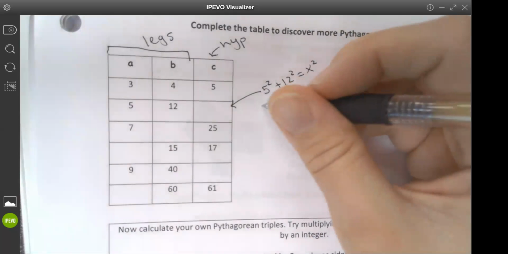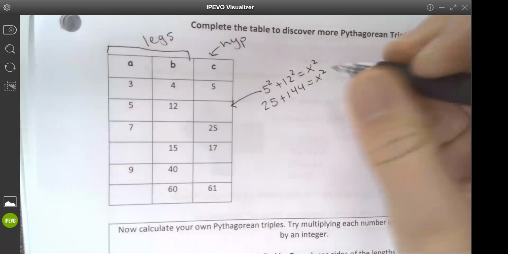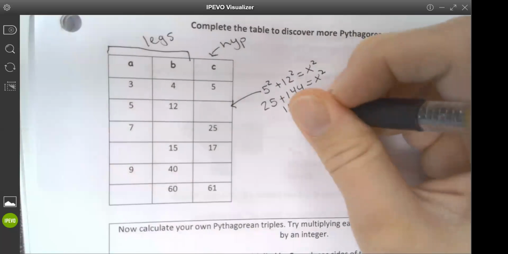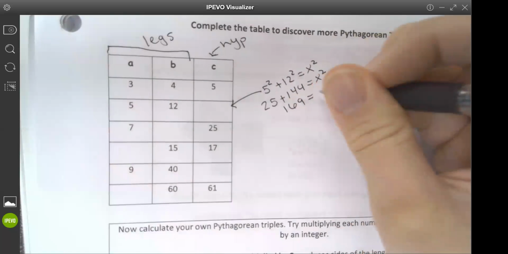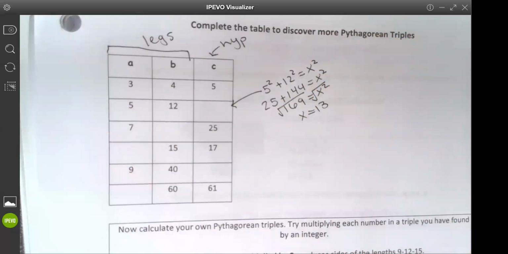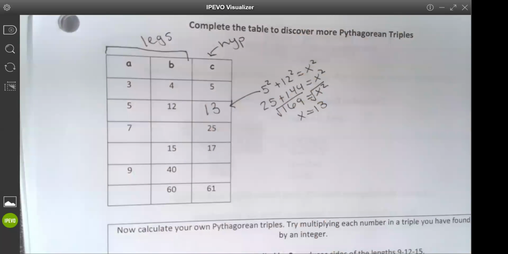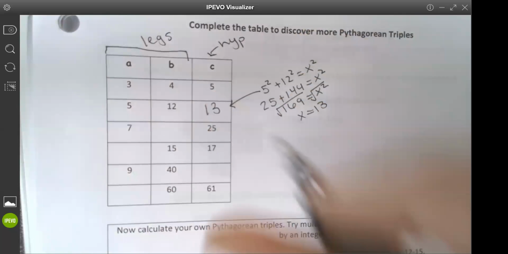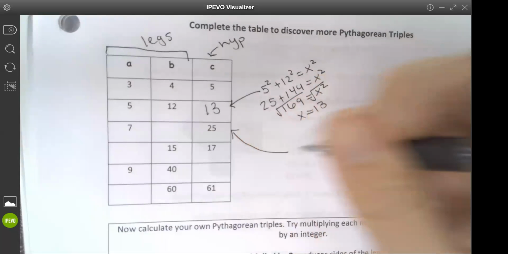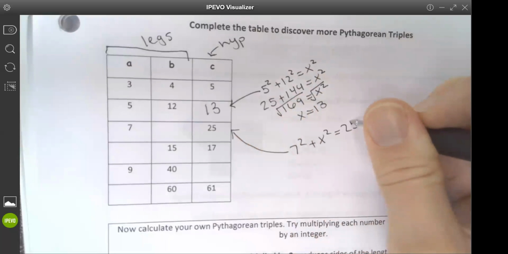So I would go, okay, this would be 25, this one 144, which is going to give me 169. Take the square root, gives me 13. Okay, so another triple is 5, 12, 13. But when I set this one up, X is going to be a leg.